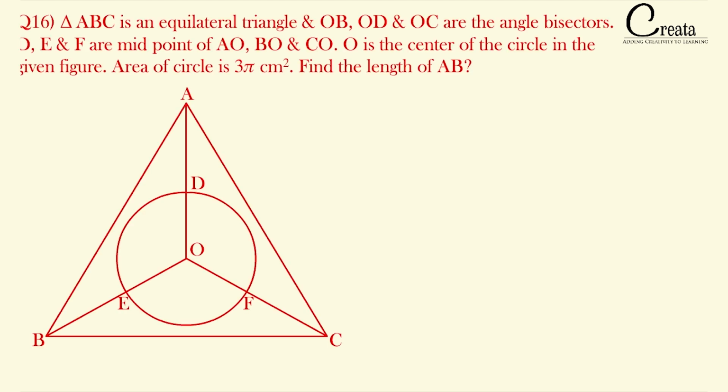Let's move to next question. The question is, triangle ABC is an equilateral triangle and OB, OD and OC are the angle bisector. D, E and F are the midpoint of AO, BO and CO. O is the center of the circle in the given figure. Area of circle is 3 pi centimeter square. Find the length of AB.